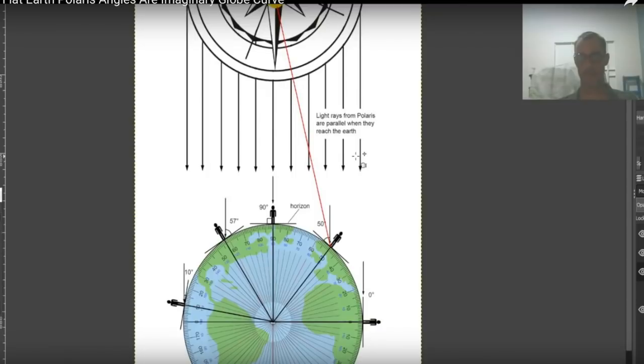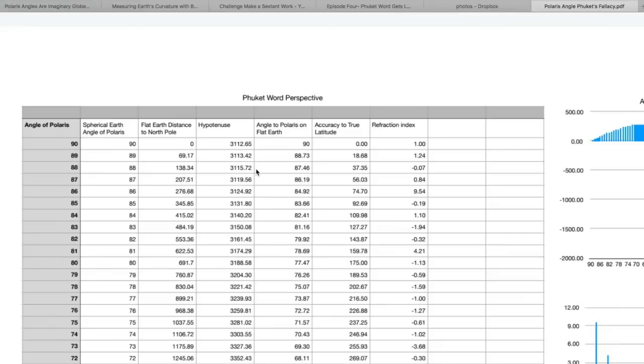What you're doing is not only making something up out of whole cloth, you're attempting to rewrite the entire history of navigation. It's not going to work. Well, I'm going to cut Phuket off there.